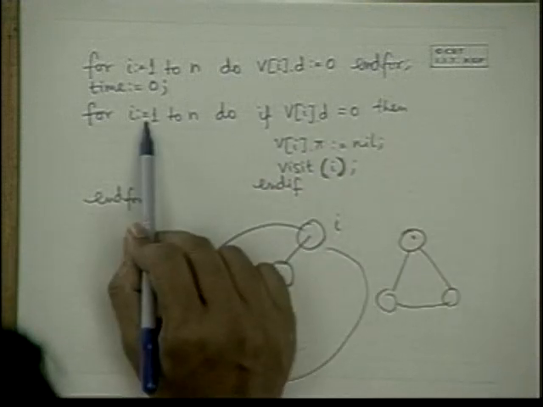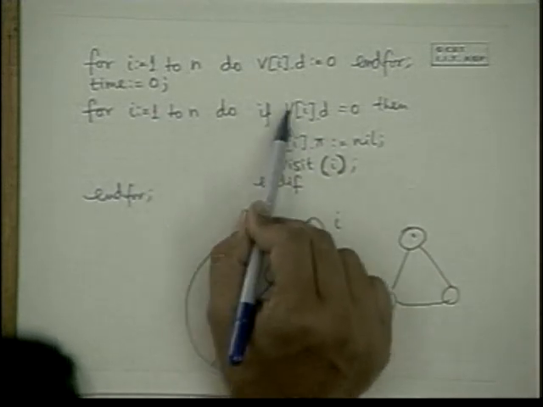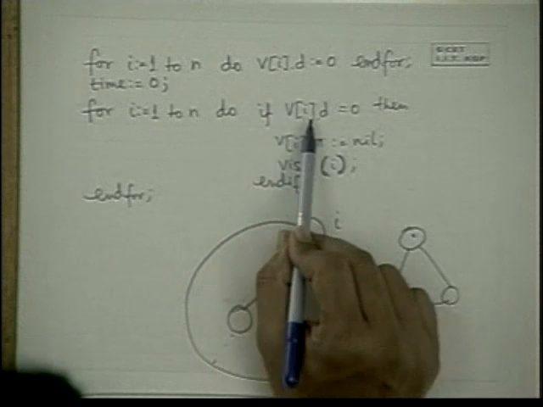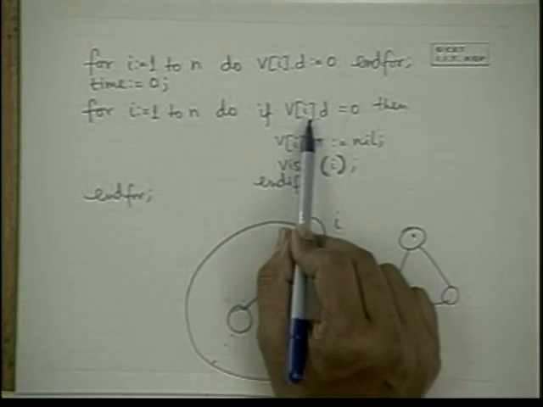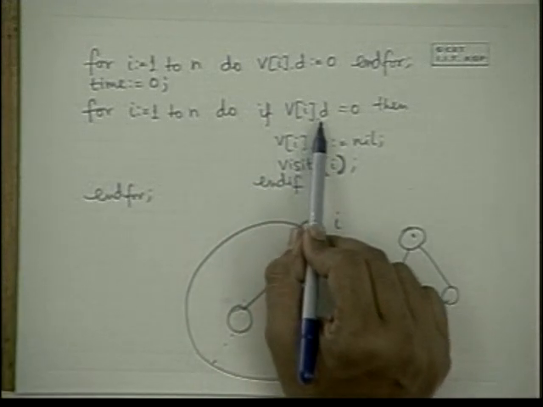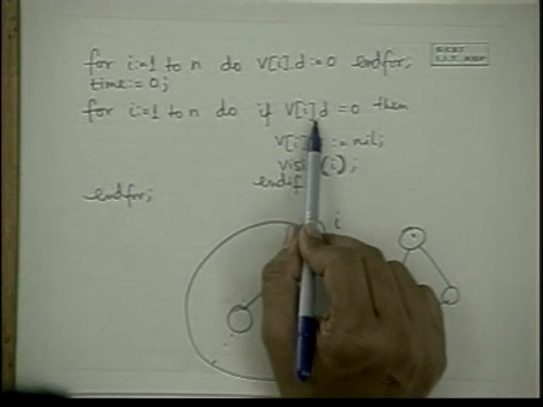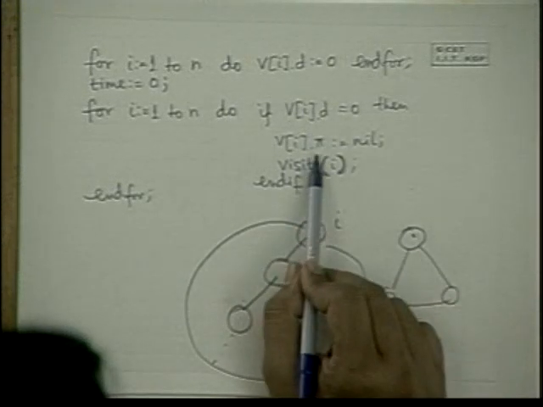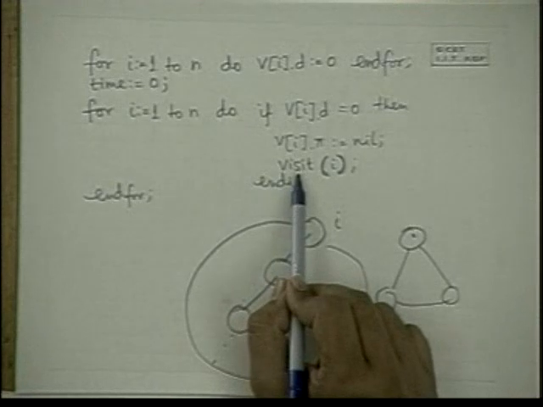So this is going down the array V and checking whether something is visited or not. If a vertex's vi.d is equal to 0, that means it has not been visited yet, and we will go and start a new visit.